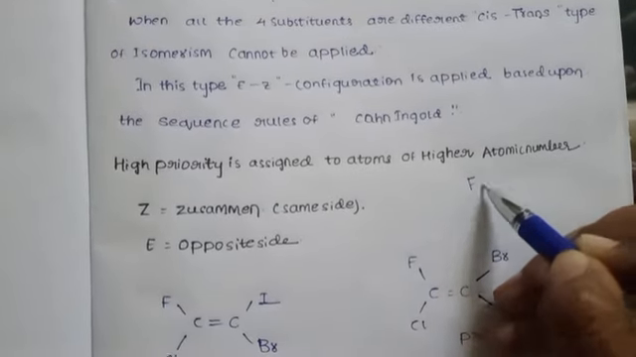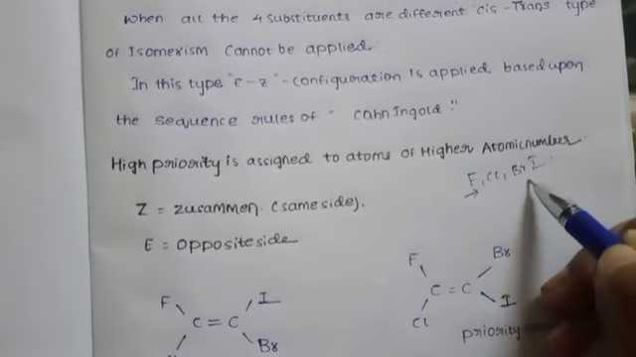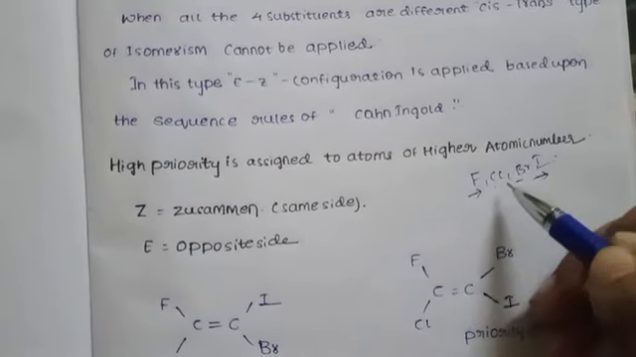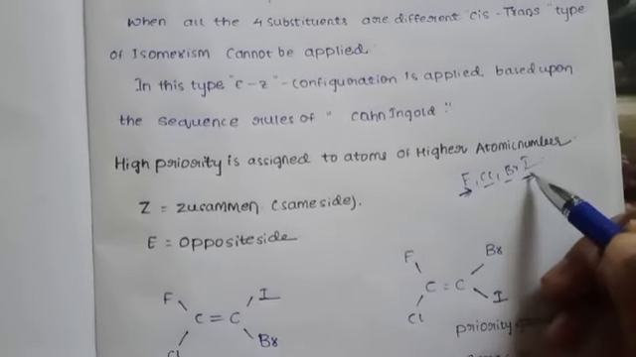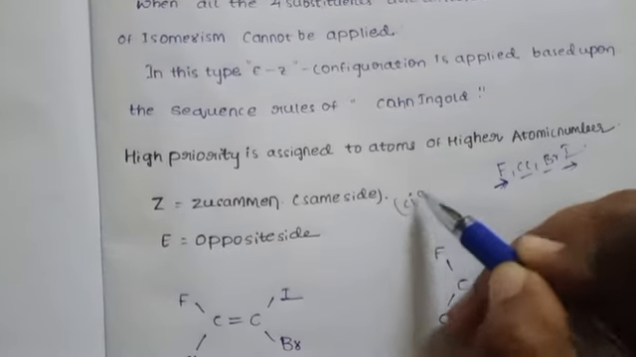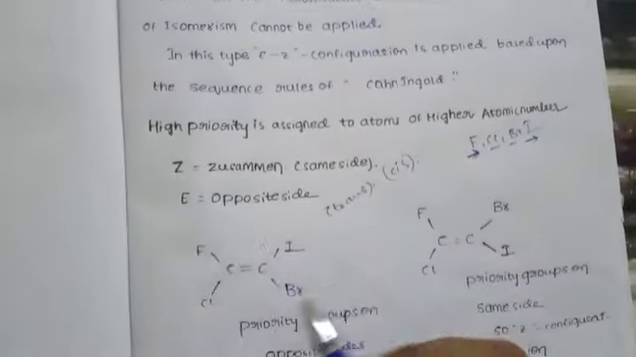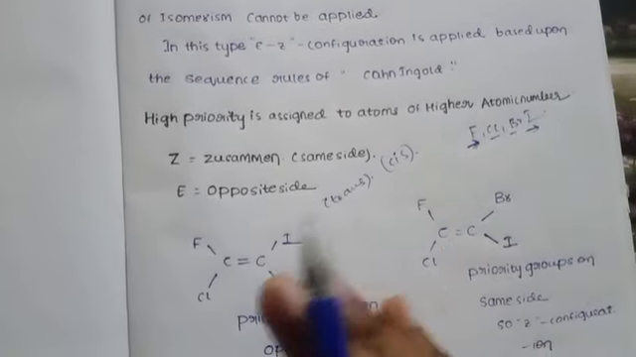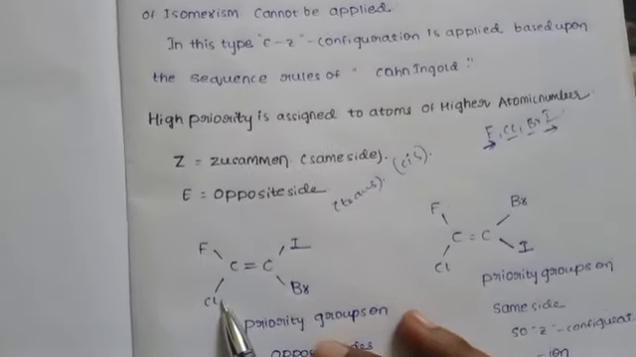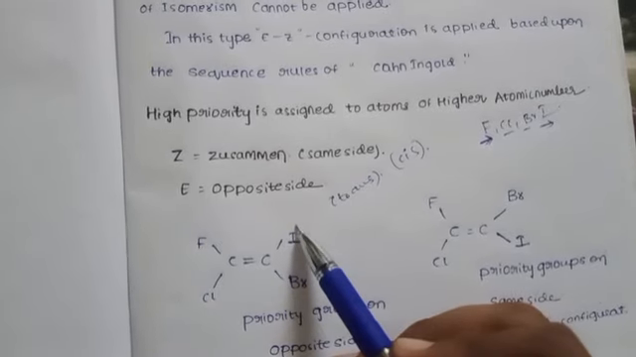For example, consider fluorine, chlorine, bromine and iodine. Fluorine has the lowest atomic number compared to chlorine, bromine and iodine, and chlorine is lower than bromine and iodine, but greater than fluorine. Here Z means Zusammen, which is like cis, the same side, and E, which is the opposite side, is similar to trans. EZ nomenclature takes place when, between the carbons there is a double bond and four different functional groups are present. See here, fluorine, chlorine, iodine and bromine.